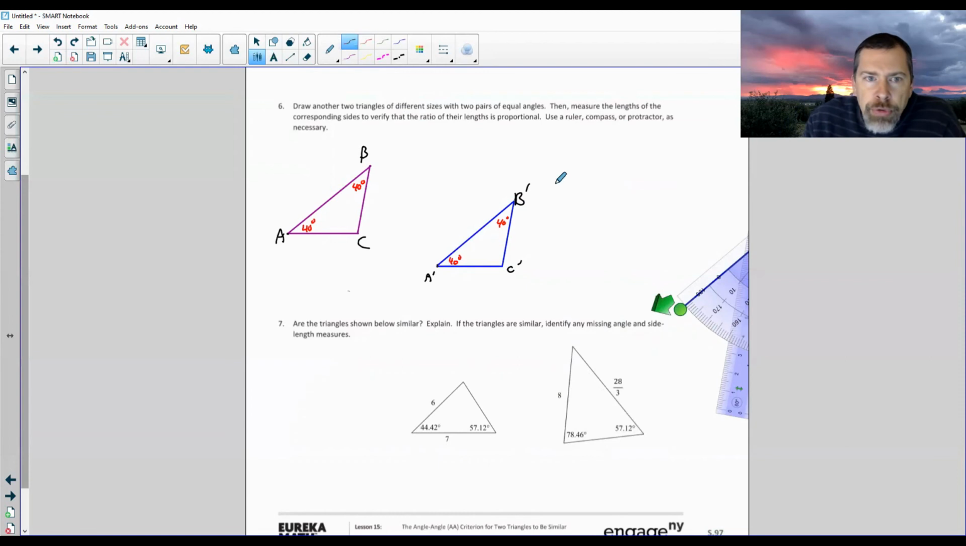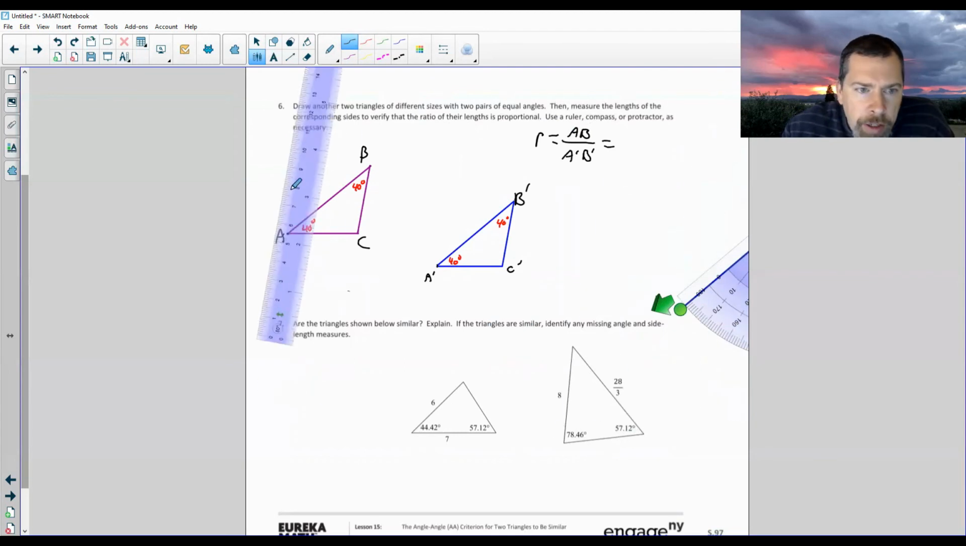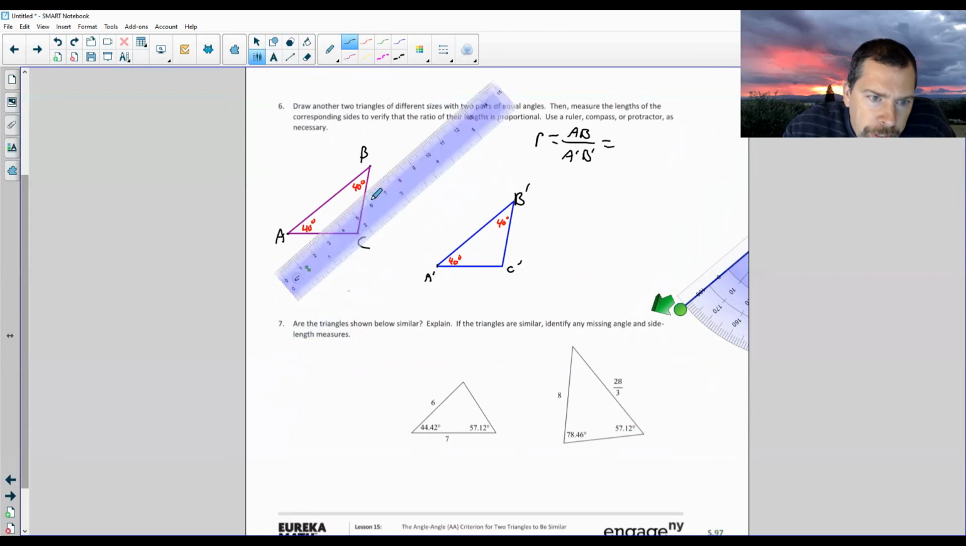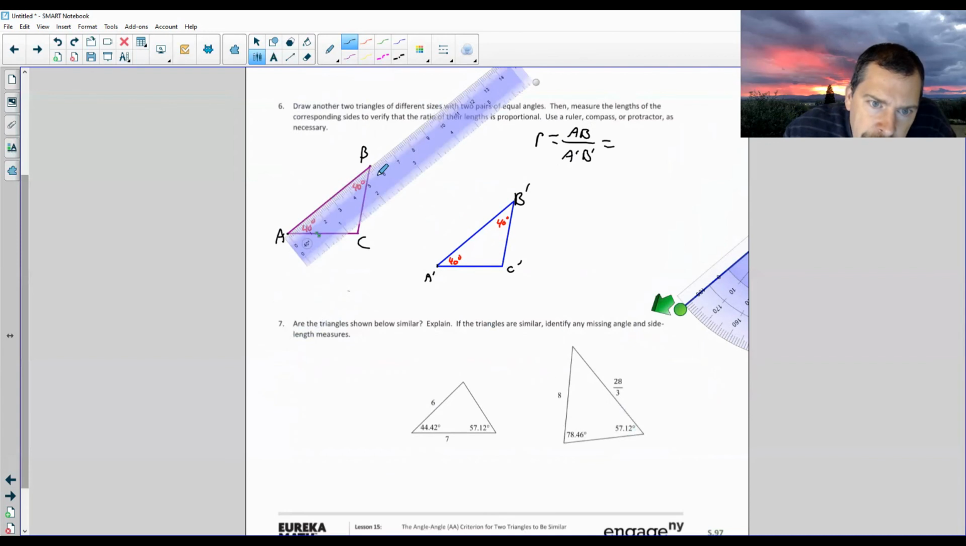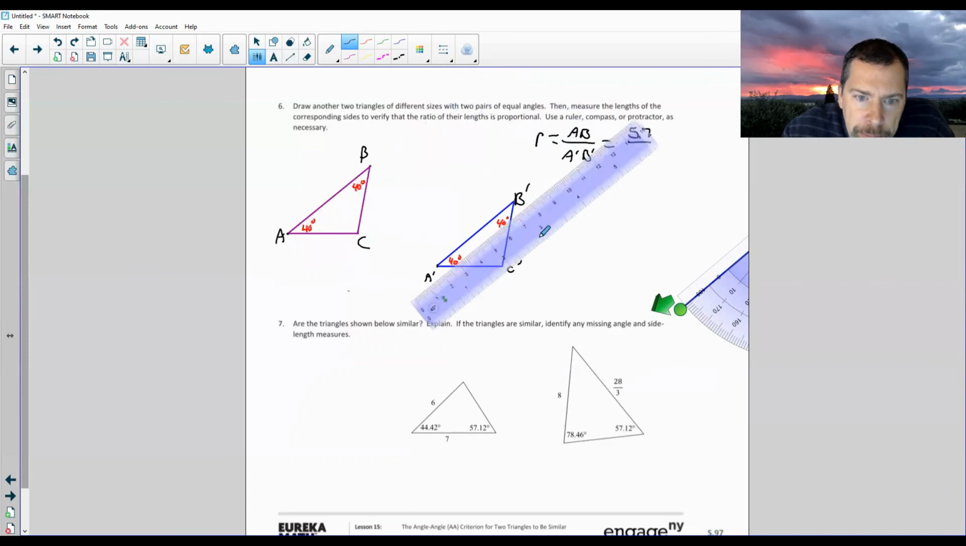Okay, so what are we trying to prove? That they're proportional. So R has to equal AB over A prime B prime. So then I'm going to measure these, and that will be our R. So now if I put that right there and bring that down, that is 55, 56, 57 millimeters. So that's going to be 5.7 centimeters.